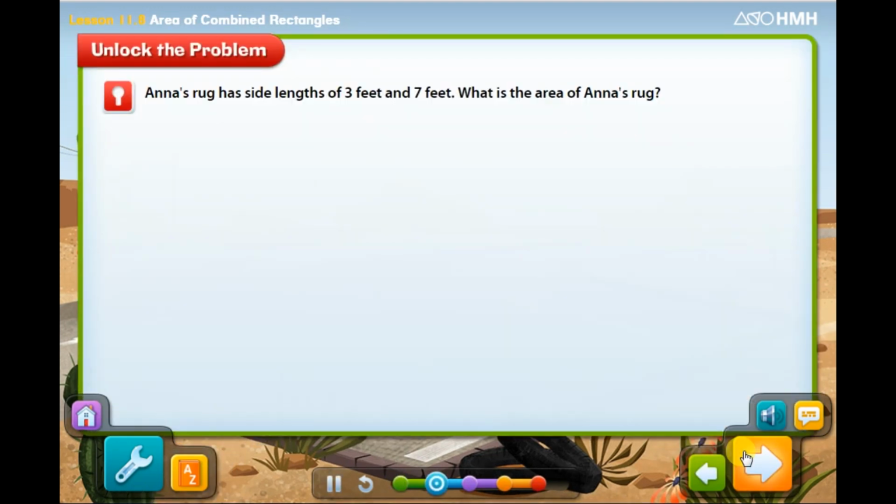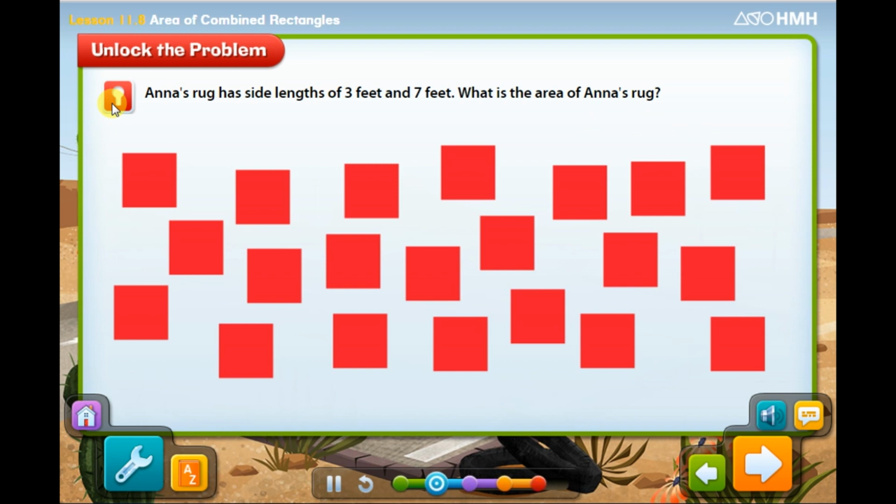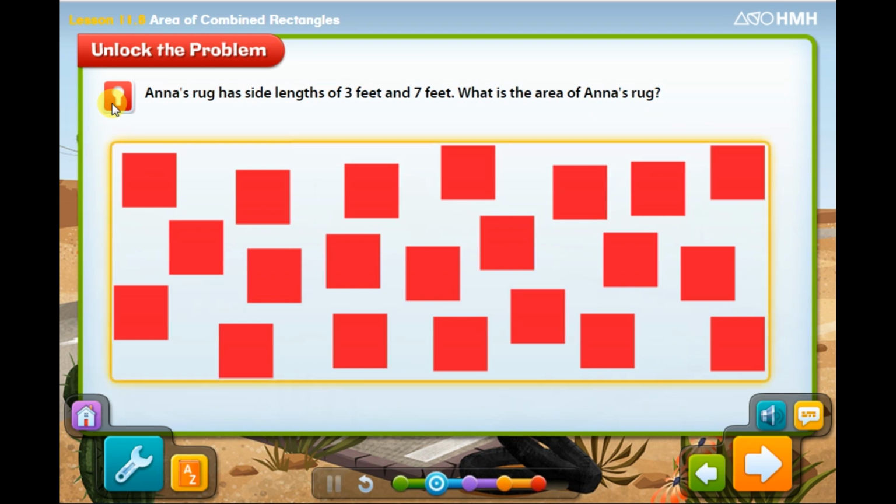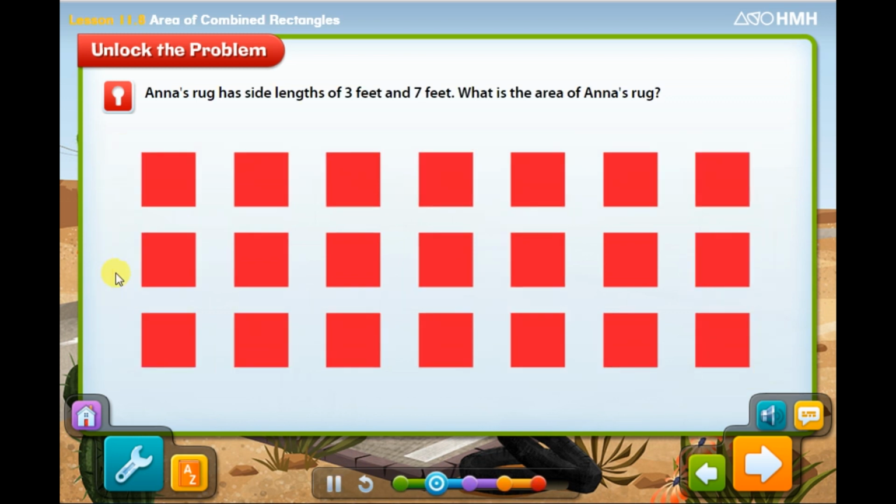Anna's rug has side lengths of 3 feet and 7 feet. What is the area of Anna's rug? Let's unlock this problem. So, it has a rug that has two sides. One side is 3 feet and the other is 7 feet. The first step is to use square tiles to model 3 times 7. Move the tiles into the correct array to model the problem. So, the 3 is the number of rows and 7 will be the number in each row. This array models the problem 7 times 3.